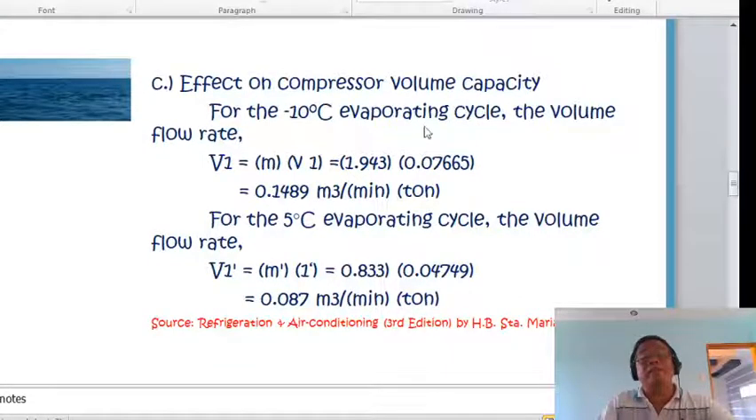So, for negative 10 evaporating cycle, the volume flow rate, of course, volume is equal to mass multiplied by the specific volume. Take note, class, this formula is derived from the basic formula, density is equal to mass over the volume. But specific volume is equal to the reciprocal of the density. That's why we get V1 equals m multiplied by the specific volume. So, substituting values now, class, the value is 0.1489 cubic meter per minute per ton. For 5 degrees, that is 0.833 multiplied by 0.04749. The value is 0.087 cubic meter per minute per ton.